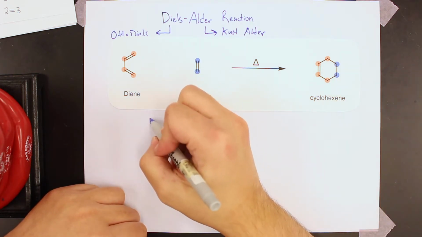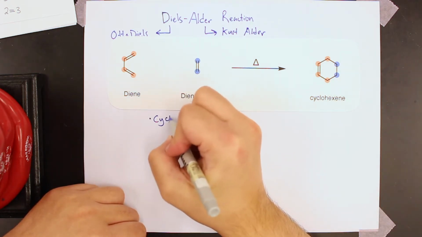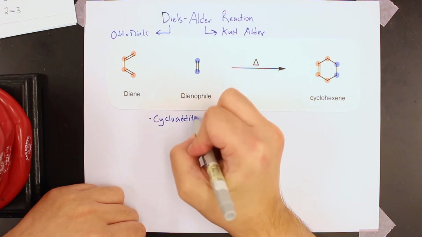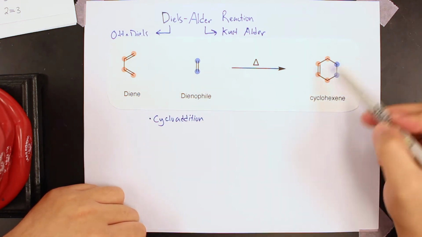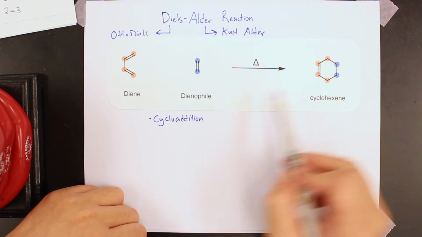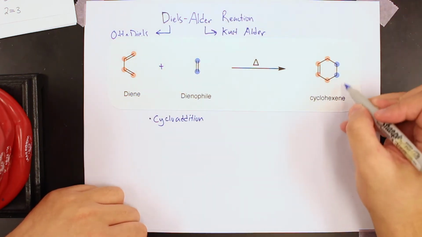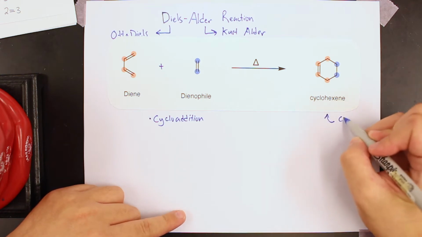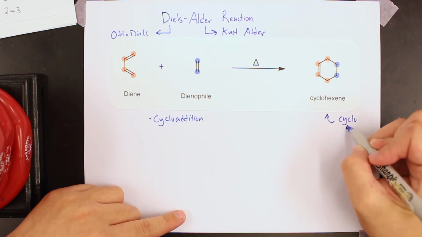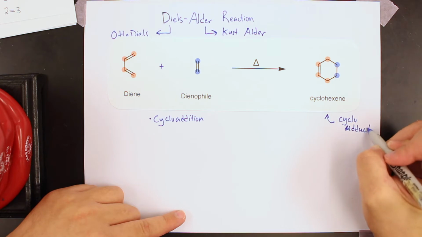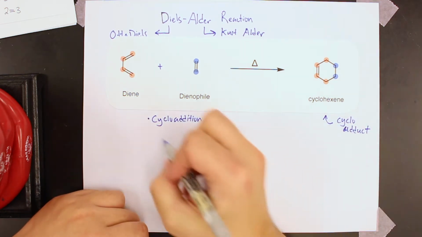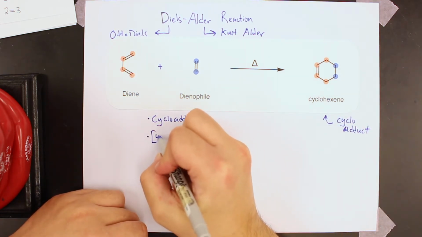This reaction can be categorized firstly as a cycloaddition. Okay, so a cycloaddition, so you're making a cyclic compound, and it's an addition, so you combine these two, you add them together. So this compound is sometimes referred to as the cycloadduct. Adduct meaning addition product.